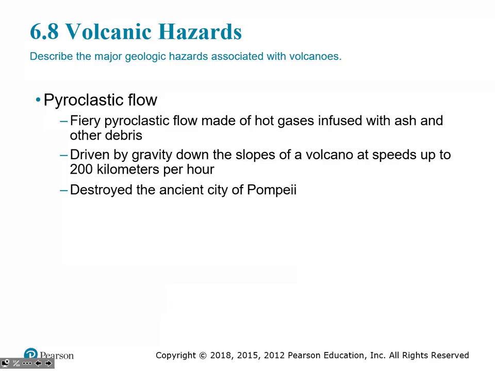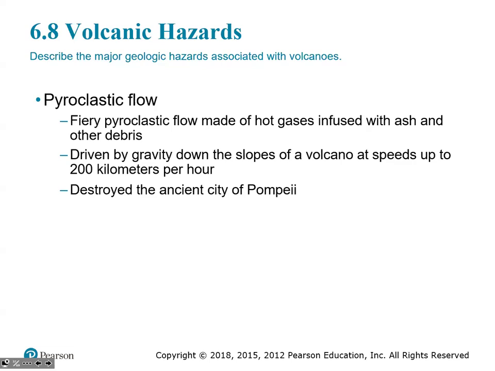So let's talk about some of the hazards from volcanoes. I mean, obviously there is lava, but much more dangerous is actually things like pyroclastic flows. So a pyroclastic flow is made of a mixture of hot gases and tephra, so infused with ash and other debris. So it's this hot gas filled with ash and other debris, and it can basically roll down the sides of the mountain, driven by gravity down the slopes of a volcano. This can be at speeds of up to 200 kilometers per hour.